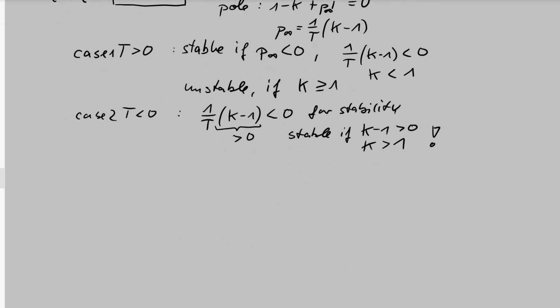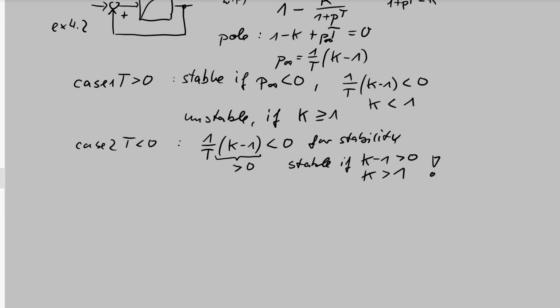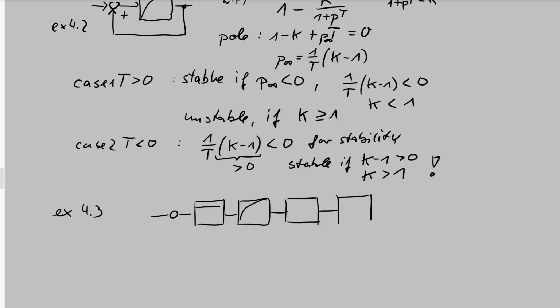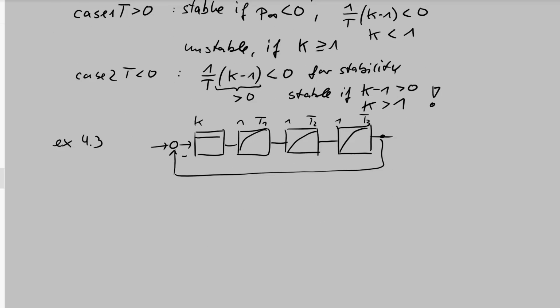Now let's do example number 4.3. Example 4.3. I want to show you that this criterion has limitations. Let's assume we have the following closed loop system coming from chapter 3.9. Remember, we have discussed this situation. Negative feedback, P controller, all gains are 1. We have 3 PT1s, and the time constants are not given. We want to check stability.